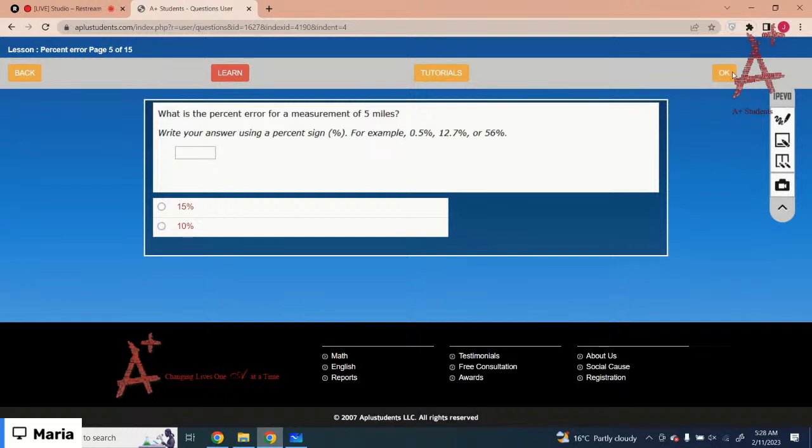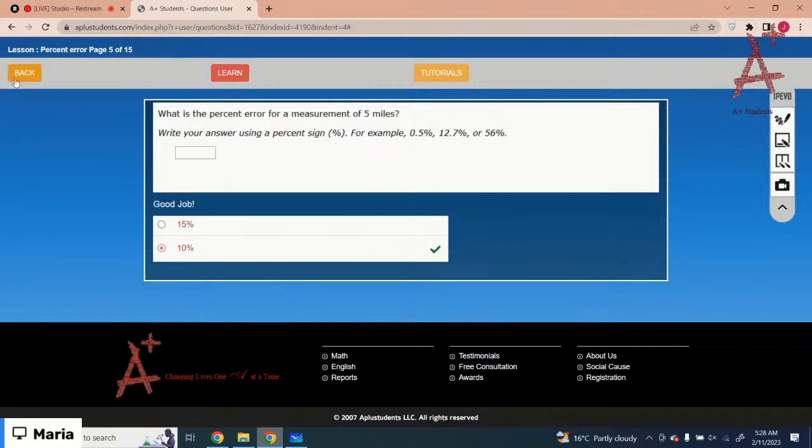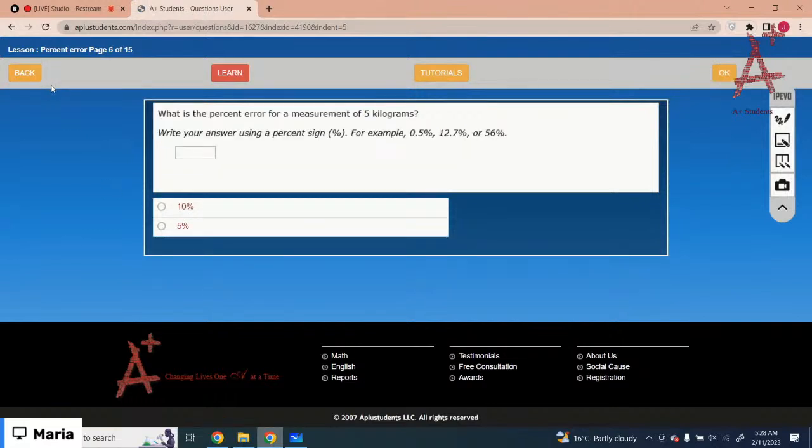Okay, for the next one, what is the percent error for a measurement of 5 miles? So which is the correct option? It is 10%. Got it? Okay, you can complete the test by yourself later today. Let me just move on to the final test of the chapter. So let's start with the final test of the chapter.